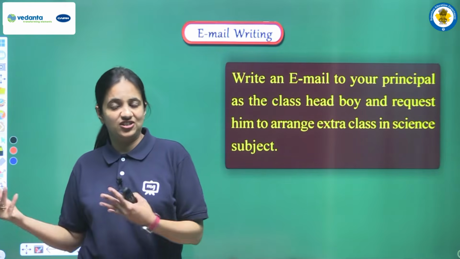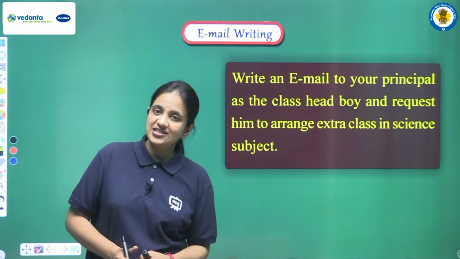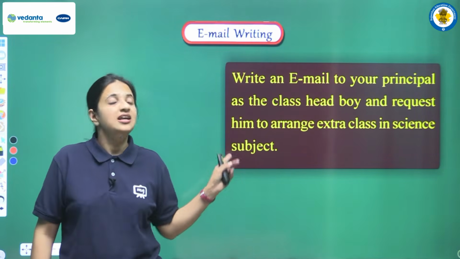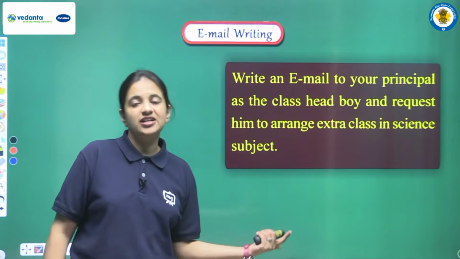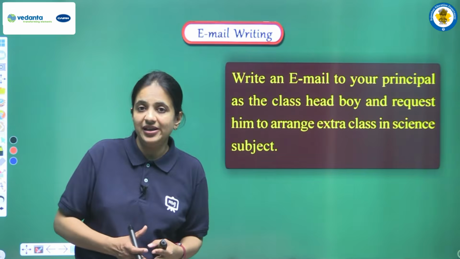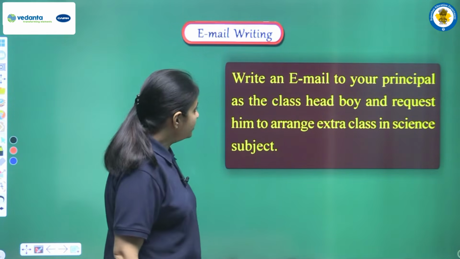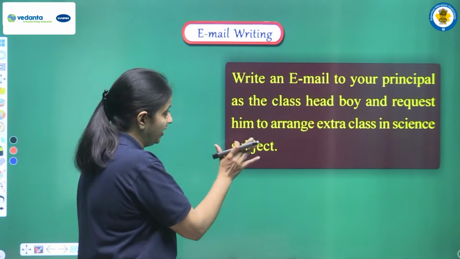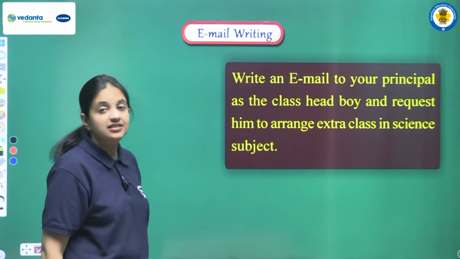We have discussed the structure of the email that we have to draw. We have discussed all the important points that we have to take care. So now we are having one example. Let's read the question and then we will see the answer of this question. Then we will see the perfect email that is related with this question. So let's read first. Write an email to your principal as the class head boy and request him to arrange extra class in sciences subject.